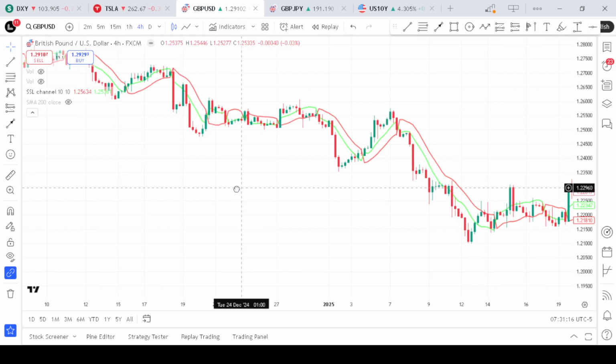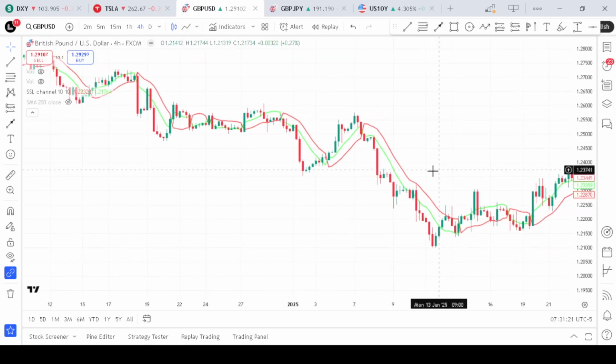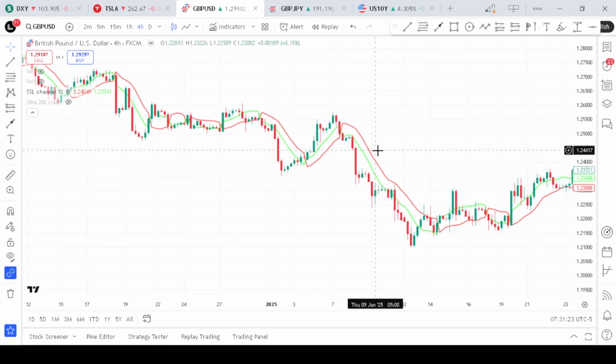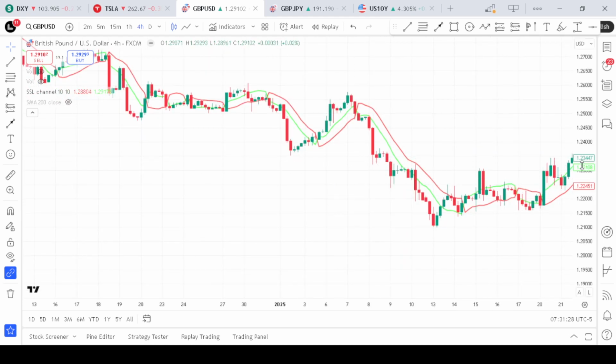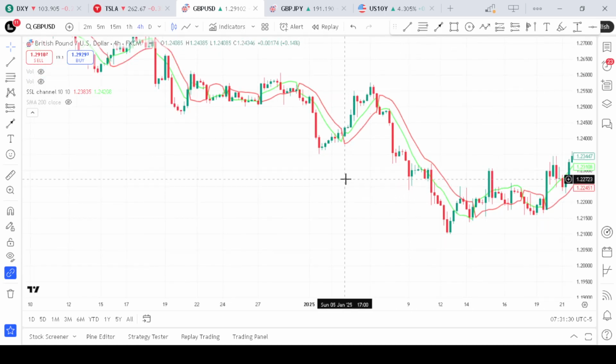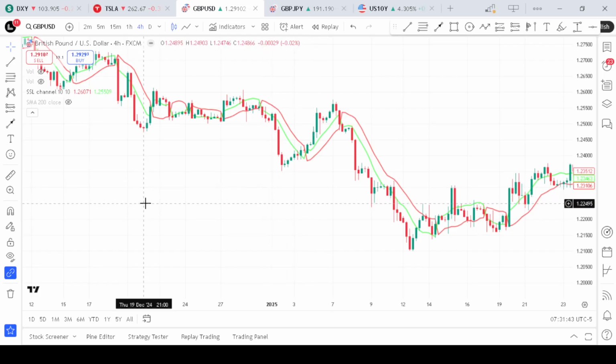Let's see how we can implement this trading strategy. Now that we understand what the SSL channel is, let's develop a complete trading strategy around it. This approach has been refined through extensive market testing and provides a structured framework for your trading decisions. The foundation of this strategy is remarkably straightforward. You would focus on crossovers between the two SSL channel lines as your primary signal.